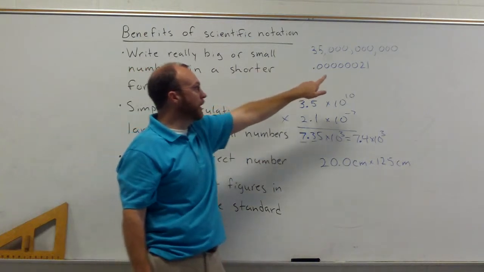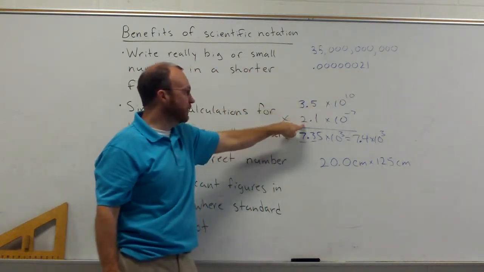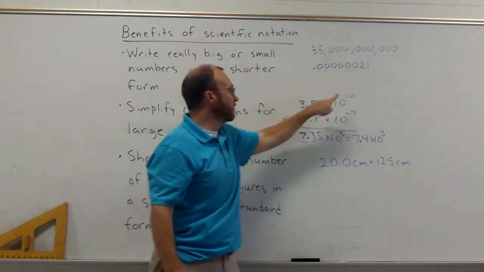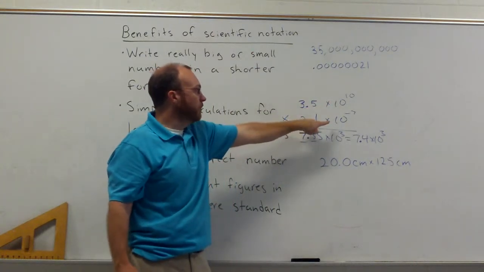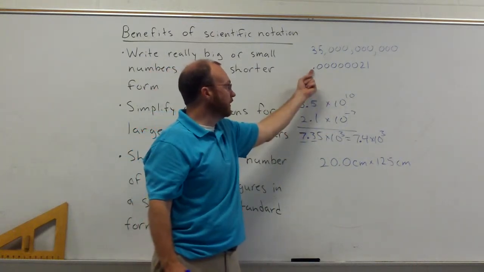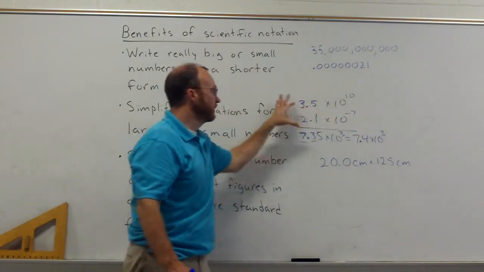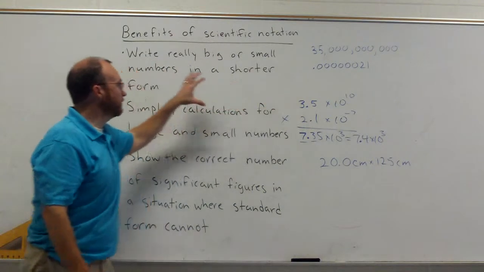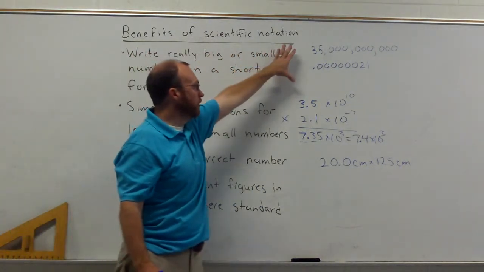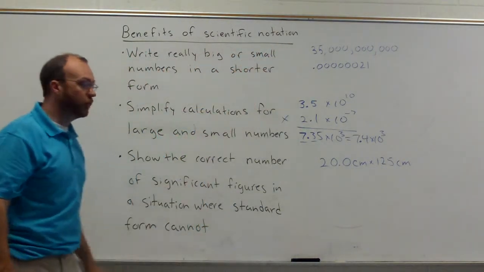That also works for smaller numbers. We can write one significant figure in front of the decimal, the rest of the significant figures after the decimal, multiply by an appropriate power of 10. So in this case, negative 1, 2, 3, 4, 5, 6, 7. So the first benefit is it allows us to write long numbers, big or small, in a shorter form.